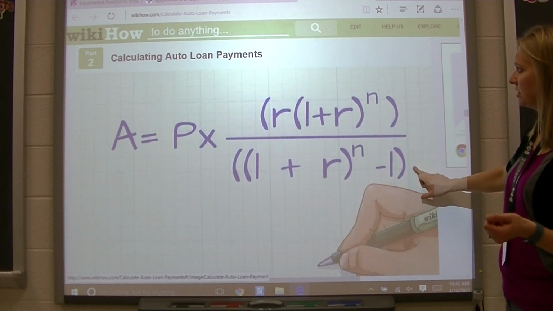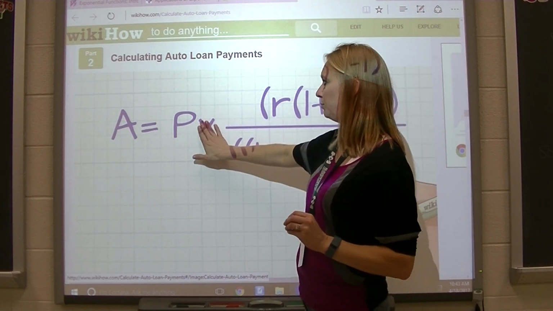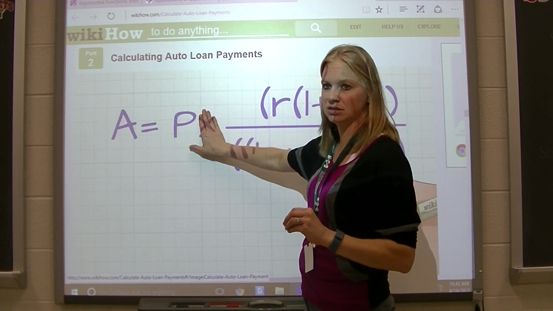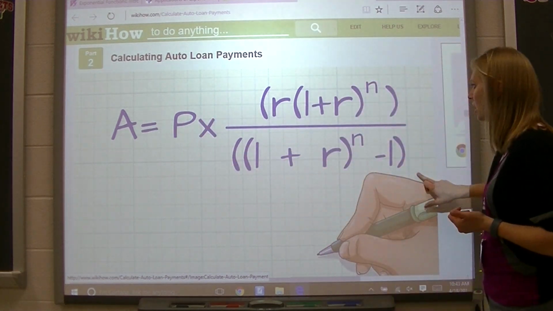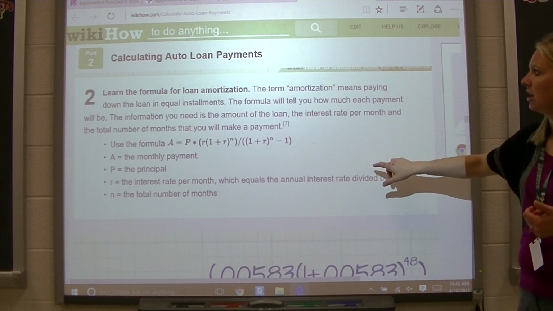But here is the formula. So go ahead and write that down. Pause the video if you need to copy it. That X is actually not an X. It's P times. So that X isn't important, so you don't need to write that down. But then let's look at what that means.